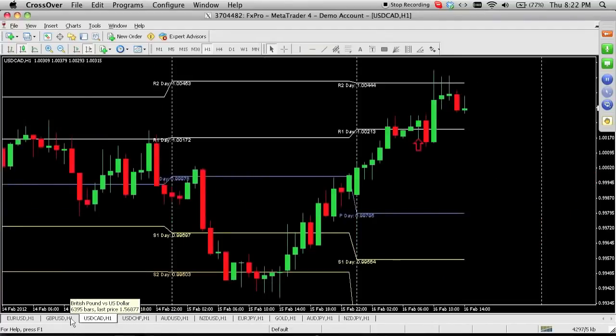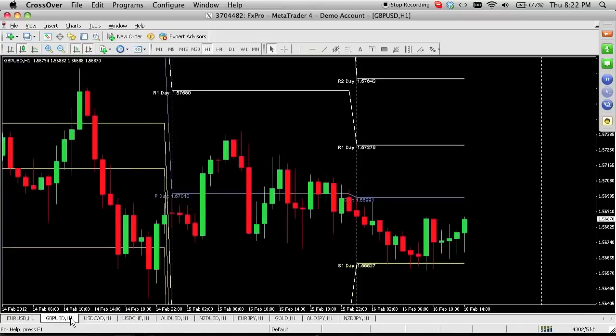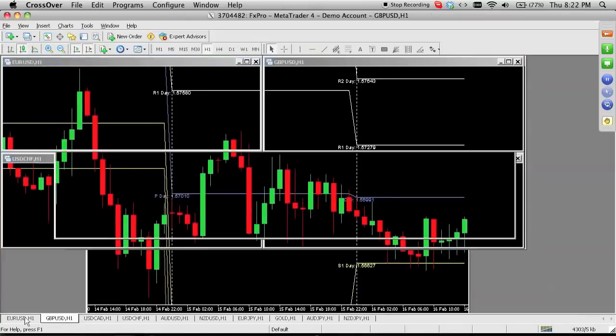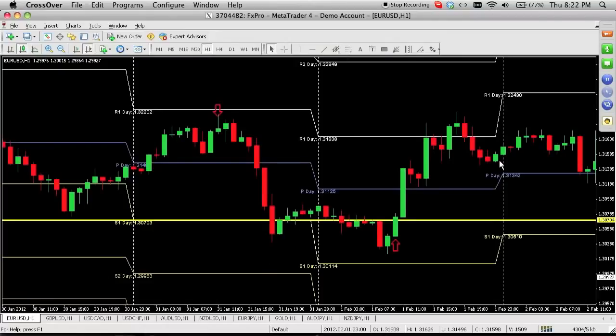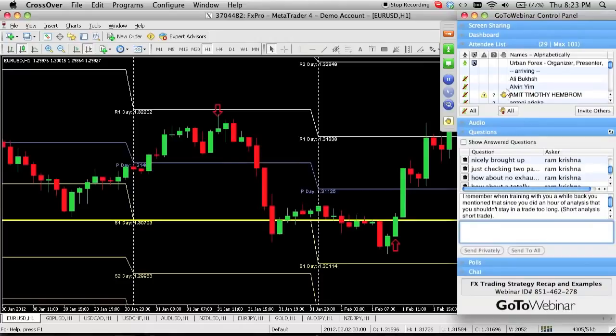So when you're looking at 3 hours worth of data, your projected analysis is only for 3 hours worth, maximum 4 hours. Anything past that is a gamble. Okay? So that is the reason why you should not hold on to a trade for too long.